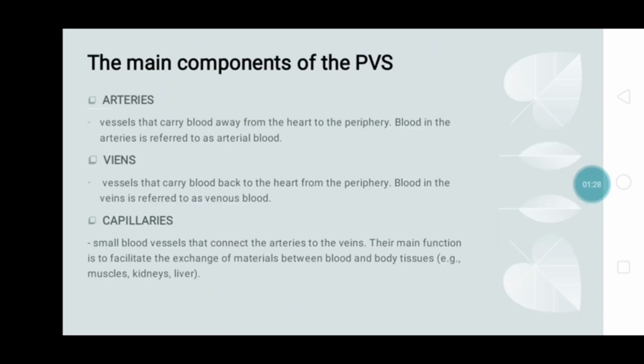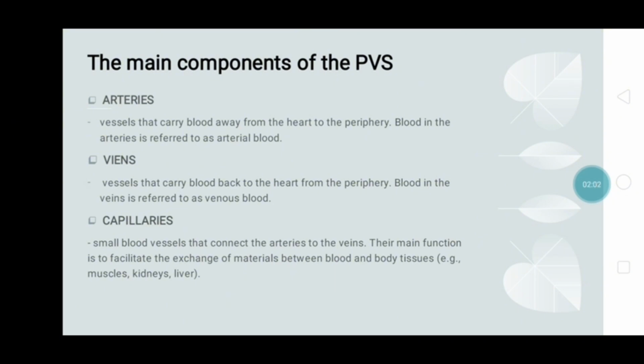So we have the main components of the peripheral vascular system: the arteries, veins, and then the capillaries. So first we will discuss the arteries, the vessels that carry blood away from the heart into the periphery. So ito yung nagdadala ng blood palayo sa ating heart and then to the periphery.